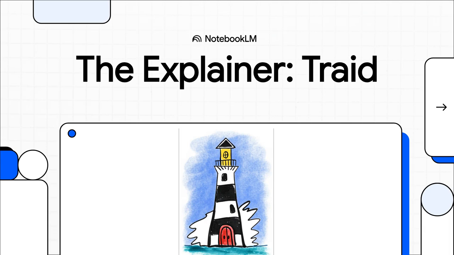Today, we're diving into a tool called Traid. Now, this thing lives right at that wild intersection of AI and financial markets. It makes a pretty big promise to bring some clarity to the chaos of trading. So let's see if it actually delivers.